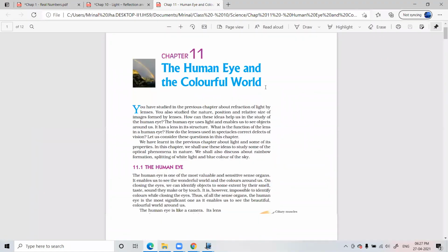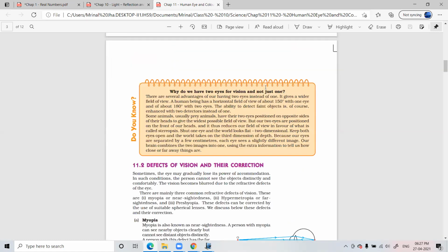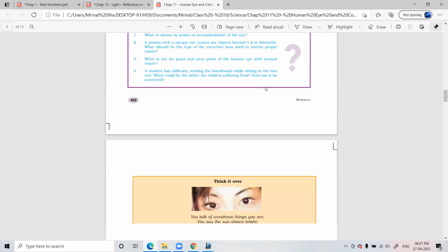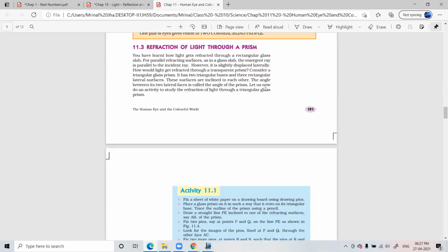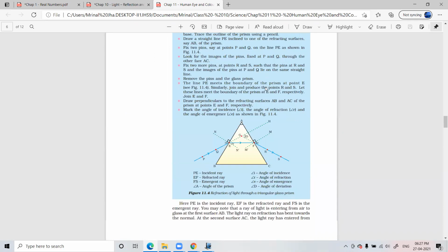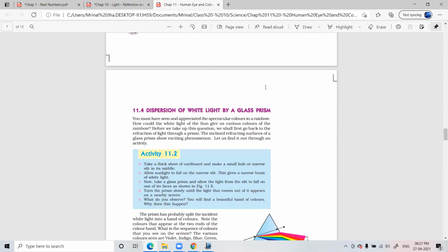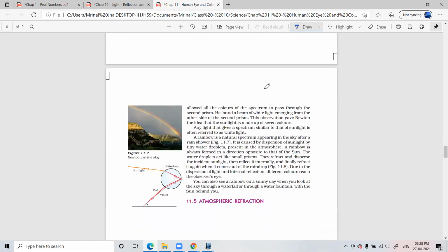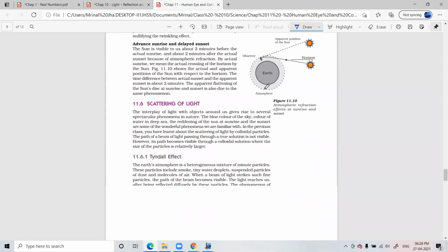In this chapter also, you will learn a few phenomena, which is dispersion of light. I think everybody knows about rainbows, right? Light gets dispersed into 7 colors when it passes through a prism. So this third phenomenon, dispersion of light, you will study in the 11th chapter. Okay.